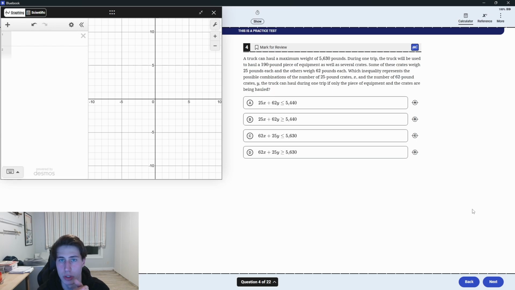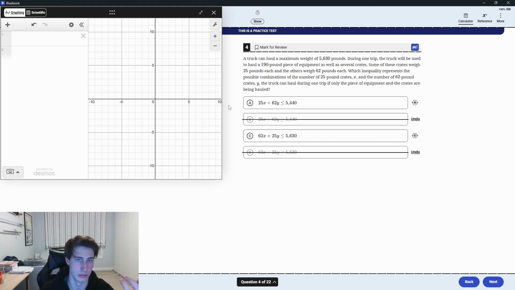So number 4. A truck can haul a maximum weight of 5,630 pounds. The truck is going to haul a 190-pound piece of equipment and several crates. Some crates weigh 25 pounds each, and others weigh 62 pounds each. Which inequality represents this? 25 is x, and 62 pounds is y. Okay, so in this case, the weight of the crates, x's and y's, has to be less than the maximum weight. So in this case, B is automatically ruled out, and so is D. And in this case, let's look. 25-pound crates is x, and 62-pound crates is y. So A is the only possible answer choice.